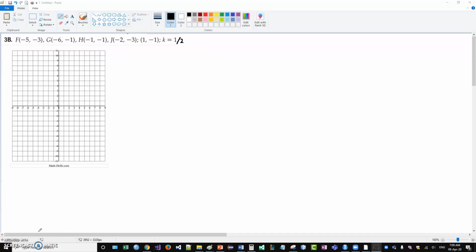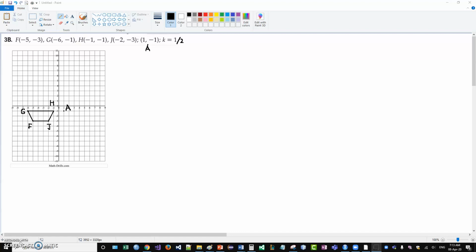All right, let's look at this example. We want to draw the dilated image of the following figure. We have 4 points, F, G, H, J. The center of dilation is (1, -1), so obviously this is not the origin. And the scale factor is 1/2, 0.5. In the book it says 1, but it should be 1/2. Let me draw the image first.